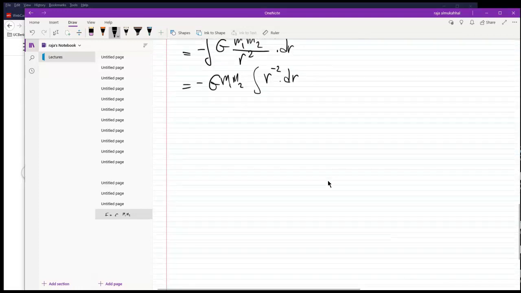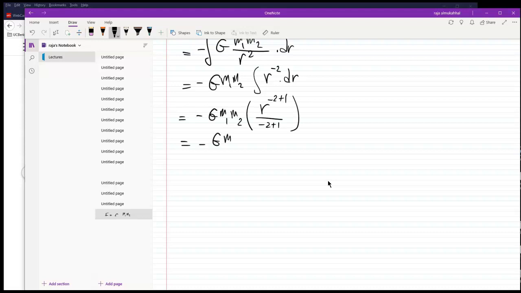I need to use the mouse to lift the screen. So in this case, I have minus G m1 m2. And then the integral of this one is r to the negative 2 plus 1, so minus G m1 m2, and then we have here over r with a plus sign right there, right? And that's basically the work. What that means, well, we said that work is also equal to the potential energy, so therefore the potential energy is G m1 m2 over r.